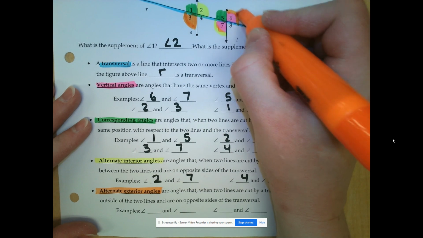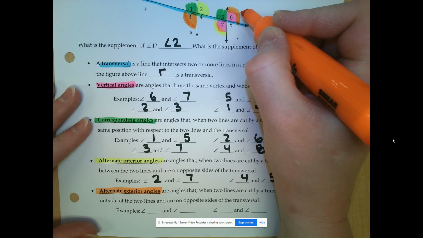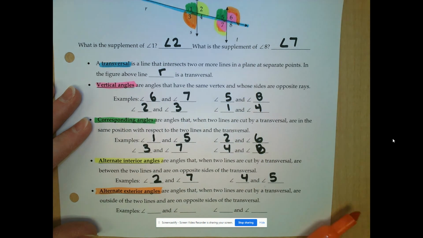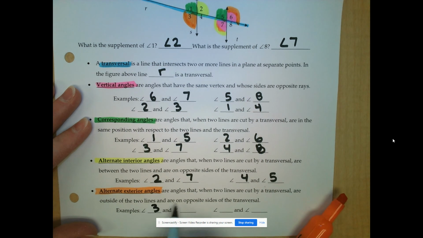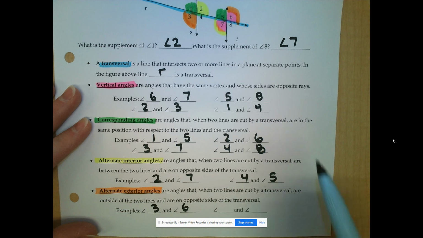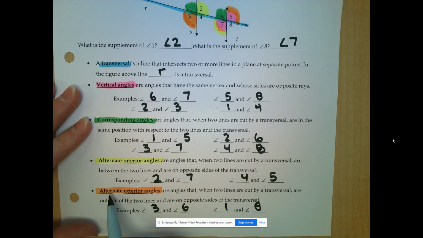And then over here, angle 6, which is above the transversal, but on the outside of the highway. So I could have angle 3 and angle 6. I could also have 1 and 8 on the alternate, one above, one below, and exterior outside of the highways.